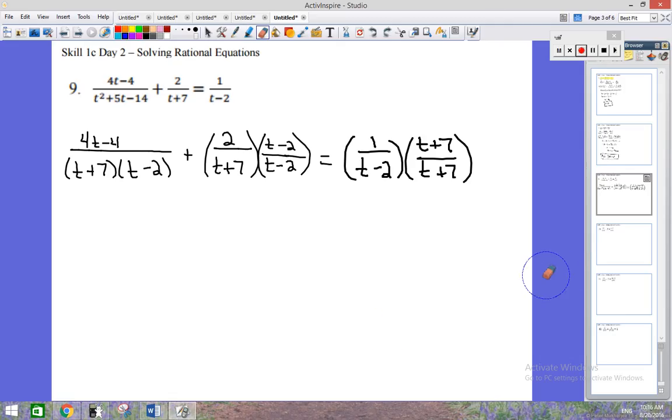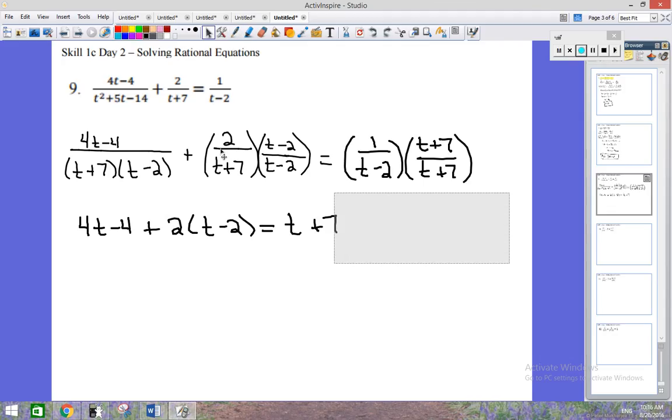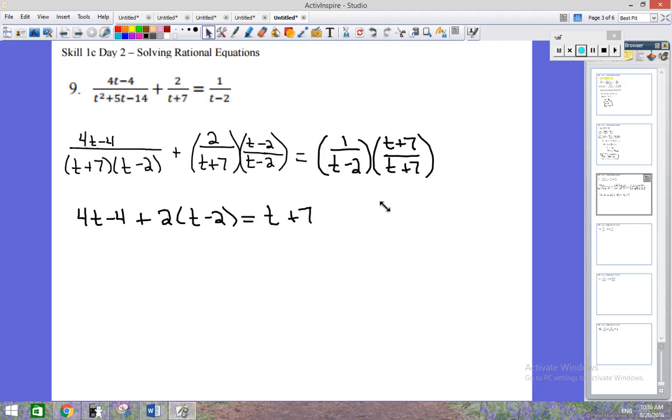Subtraction and division are not commutative. Okay, so let's clear this denominator. Every term gets multiplied by that common denominator, and what we have left is the numerator. So this resulting equation may provide us the solutions to the original. It could provide us ones that are extra though, and that's what we have to check for.